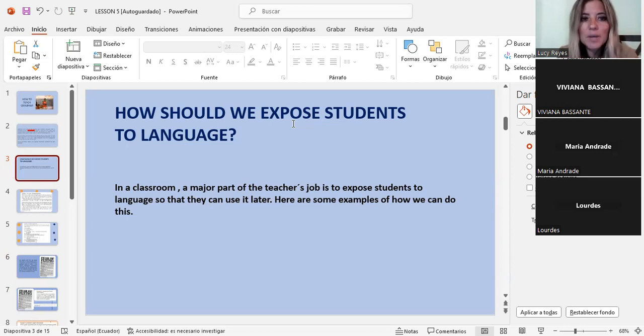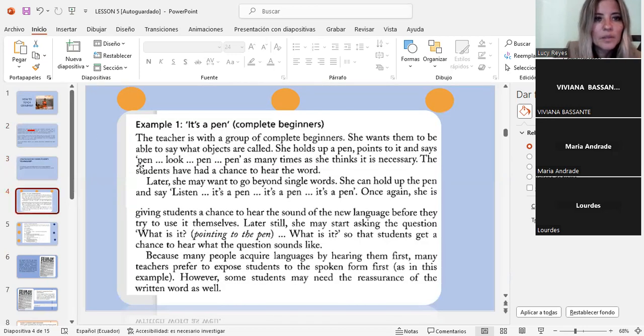In a classroom, a major part of the teacher's job is to expose a student to language so that they can use it later. Here are some examples of how we can do this. Example 1, we have a class for complete beginners. The teacher is with a group of complete beginners. She wants them to be able to say what objects are called.